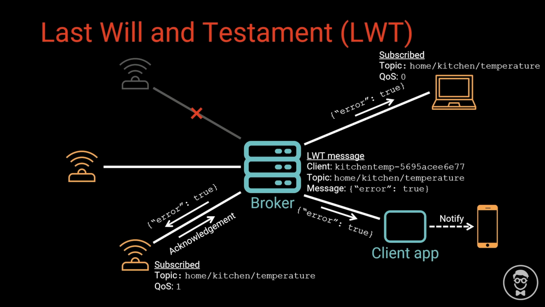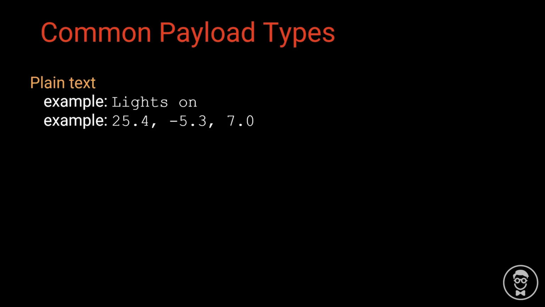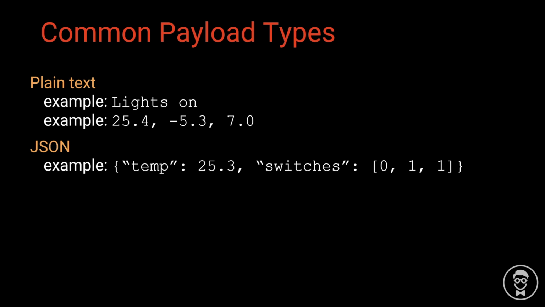MQTT is a flexible protocol in that you can use just about anything you'd like for your payload. Here are some of the most common payload types you'll come across. The first is simple plain text. This might be a number or a simple string command like on or off. You can also add a delimiter like a comma to create a simple comma-separated values list. JSON is also very common, as it's an easy, readable way to encode key value pairs in an MQTT message. It's popular because you can include arrays and multiple values in a single message.